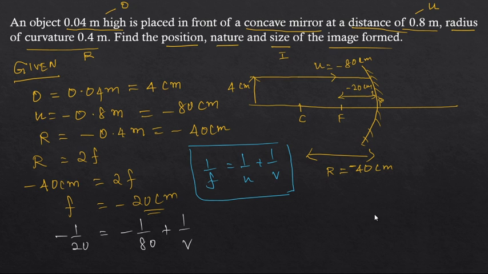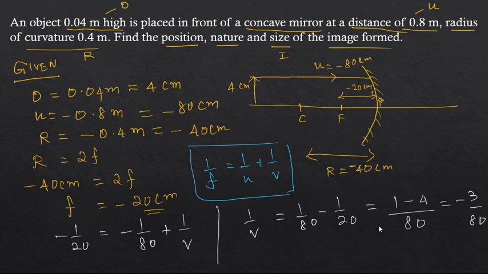So we have to find out v. Therefore 1/v is equal to, you can bring this minus 1/80 to the LHS, so it becomes plus. So 1/80 minus 1/20, that is equal to, 80 is the LCM we can take. So 1 minus 4, that is equal to minus 3 by 80. Therefore 1/v is equal to minus 3 by 80. Okay, right.